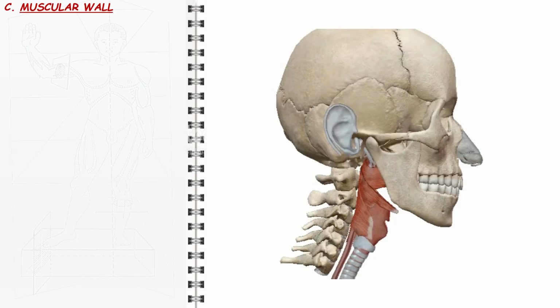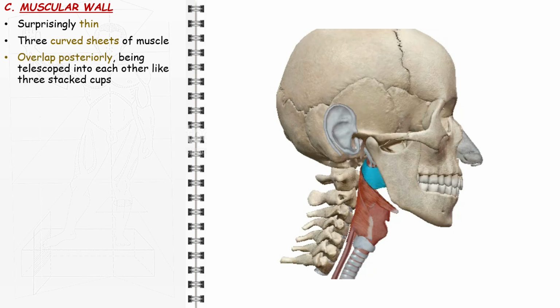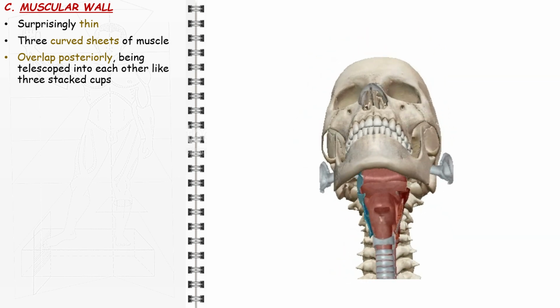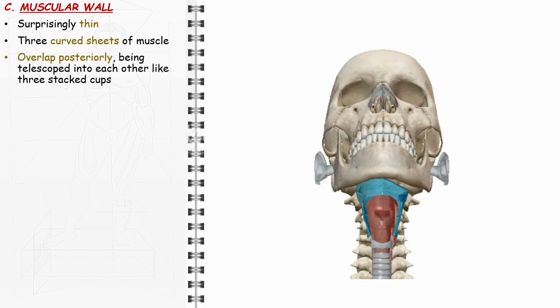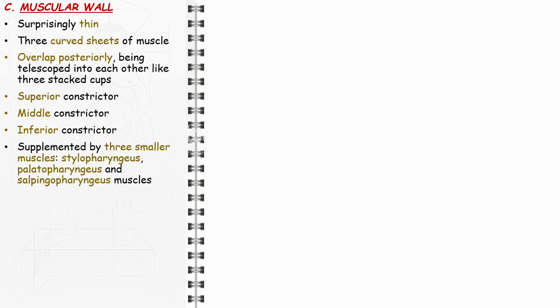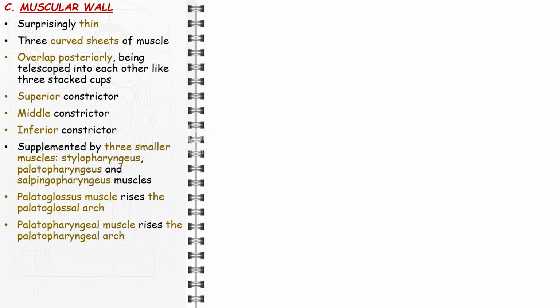The muscular wall of the pharynx is surprisingly thin despite being made of 3 curved sheets of muscle. They overlap posteriorly, being telescoped into each other like 3 stacked cups. They unite at the level of the median raphe that constitutes their insertion. Namely, 3 muscles are distinguished: the superior constrictor, the middle constrictor, and the inferior constrictor. They are supplemented by 3 smaller muscles: the stylopharyngeus, the palatopharyngeus, and the salpingopharyngeus muscles. The palatoglossus muscle raises the palatoglossal arch. The palatopharyngeal muscle raises the palatopharyngeal arch.